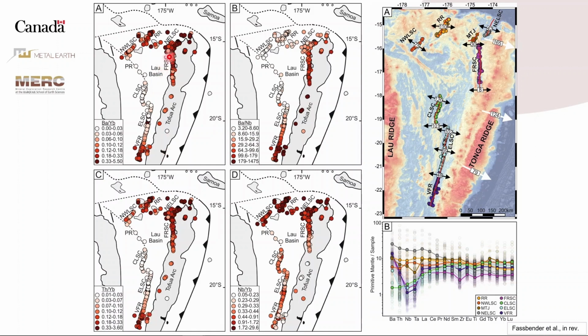And now we are going up here in the northern Lau Basin, closer to the NELSC. And now we do have opposing trends. So while barium over ytterbium and thorium over ytterbium have increasing geochemical ratios with distance to the slab, barium over niobium actually shows decreasing geochemical ratios with distance to the slab.